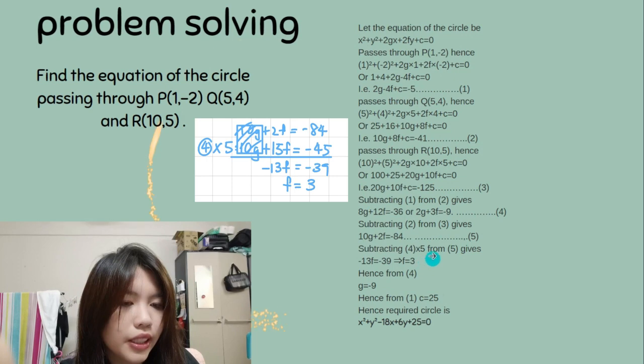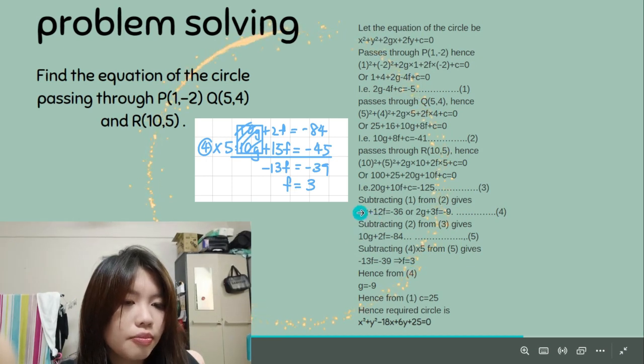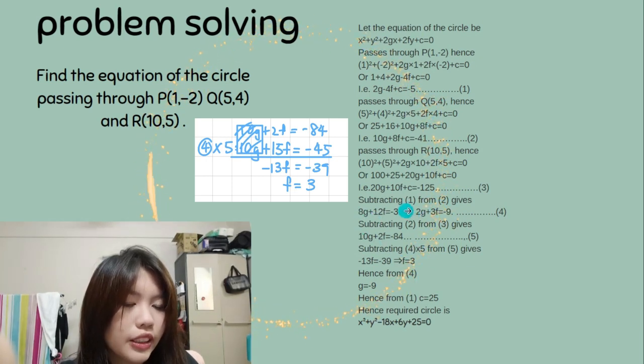For 4 and 5, we want to eliminate the g. We need to get both of them the same. Using this 2g plus 3f equals to negative 9, 2 times 5 will be 10. Then we will eliminate the g. So we get this one, f equals to 3.